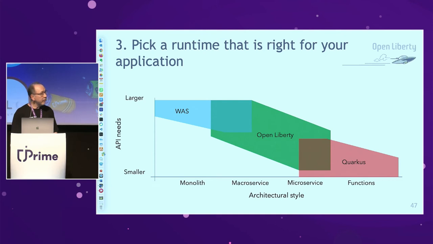So this is pretty cool. This is picking the right runtime for your application. So this graph, at the bottom, is the architectural style. So we're going from monolith to microservice and functions. So what we're trying to indicate here is what's the proper type of runtime you would want to use for that particular type of architecture style.